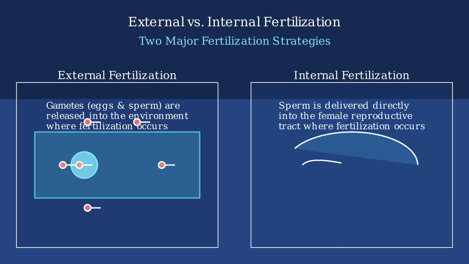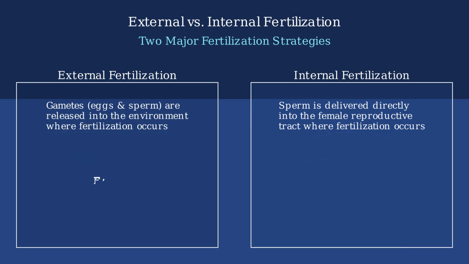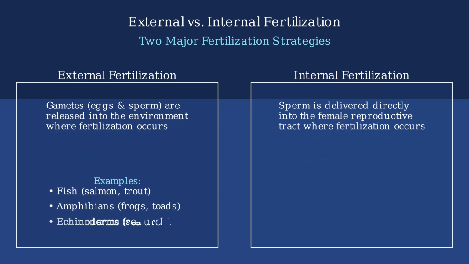In internal fertilization, sperm is delivered directly into the female's reproductive tract through various mechanisms such as copulation. The sperm then swim through the reproductive tract to reach the egg, where fertilization occurs in a protected environment. External fertilization is common in aquatic animals like fish, amphibians, and many marine invertebrates. For example, salmon release eggs and sperm into the water during spawning.